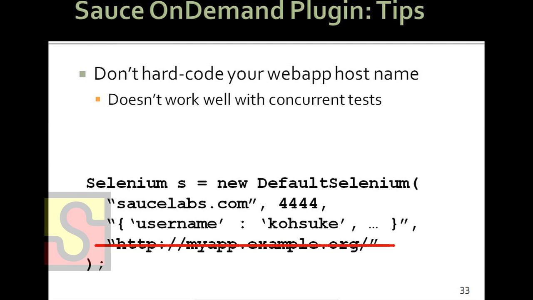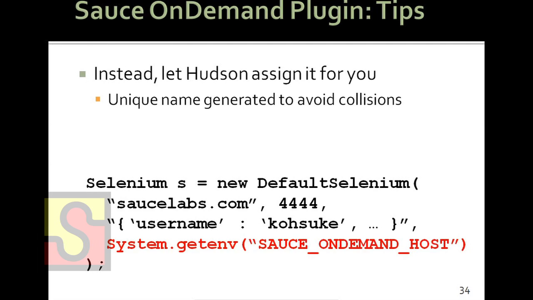So instead of hard coding that information, you can let Hudson generate the host name for you. If you do that, Hudson will generate a unique random host name and then expose that information as the environment variable called SAUCE_ONDEMAND_HOST. You can then pick that up from inside your build script, and then it will work. So I have a demo that does this here.